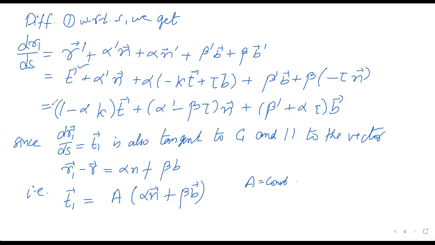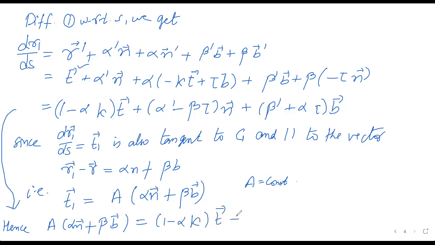I can write dr1 over ds is a times of alpha n plus beta b. So this equation will become, the left hand side is equal to right hand side: 1 minus alpha kappa t plus alpha dash minus beta tau n and plus beta dash plus alpha tau b. इसे इक्वेट करा दी. अब now when you are equating, तो क्या करेंगे? Equating the coefficients of like terms.